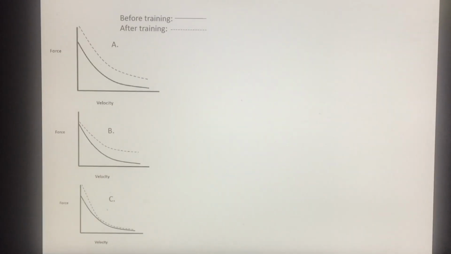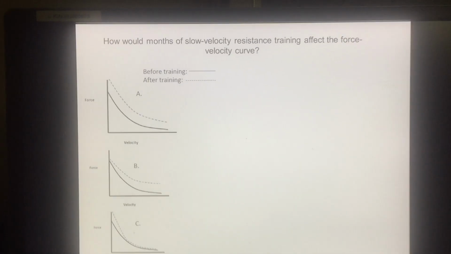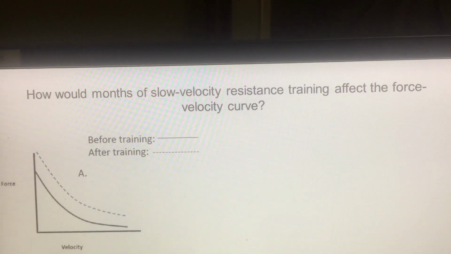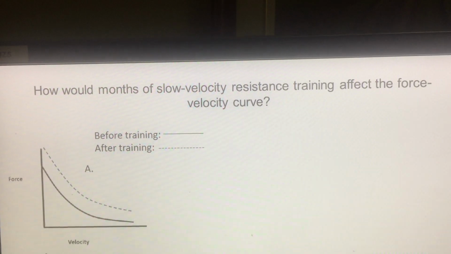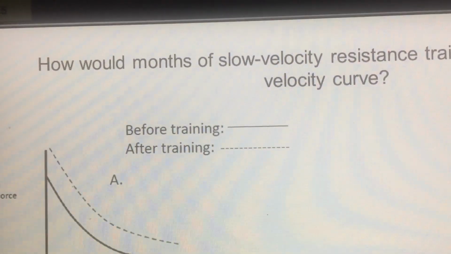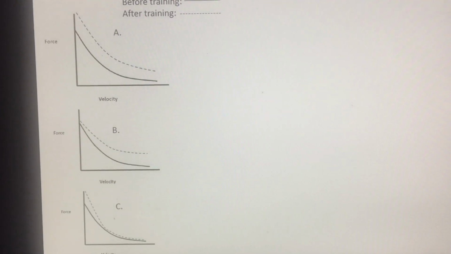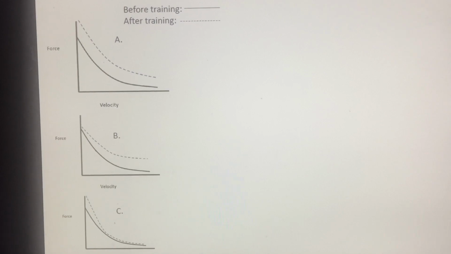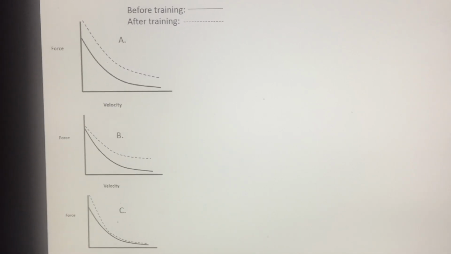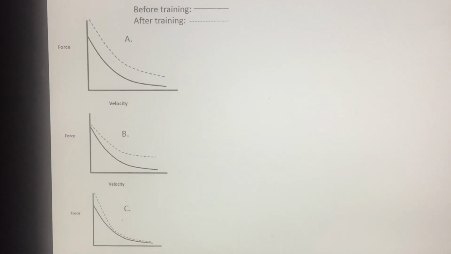So how does this affect training in the weight room? So this question asks, how would months of slow velocity resistance training affect the force velocity curve? So I've got the 2 dotted lines there before training and after training for the changes in the force velocity curve. And so this would be typical resistance training. Usually we do resistance training at a relatively slow velocity when you're lifting weights.